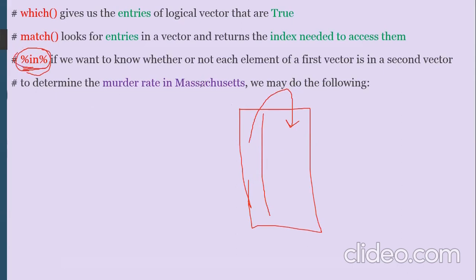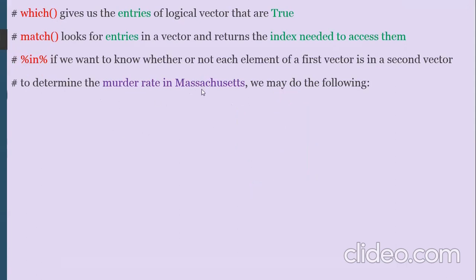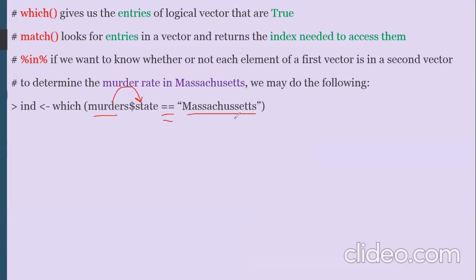And after that, to determine the murder rate in Massachusetts, we may do the following. In a single state, if we want to know the murder rate, how can we define it? I define it as IND, which murder state. In this murder table, it will access the state, and that is exactly equal to Massachusetts, in inverted commas. So it will find which murder state is equal to Massachusetts. What will it give? It will give the murder rate in Massachusetts actually.